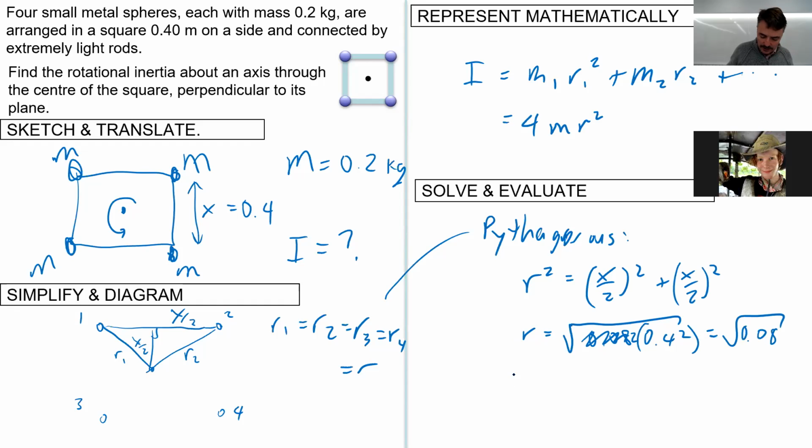So what you've got is I is equal to 4 times 0.2 times the square root of 0.08 squared, and I got 0.064 kilograms meters squared.